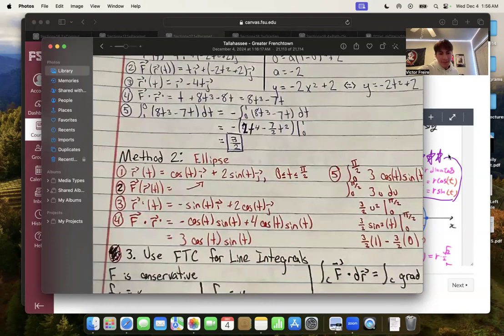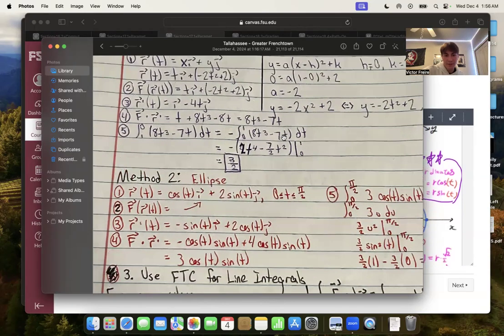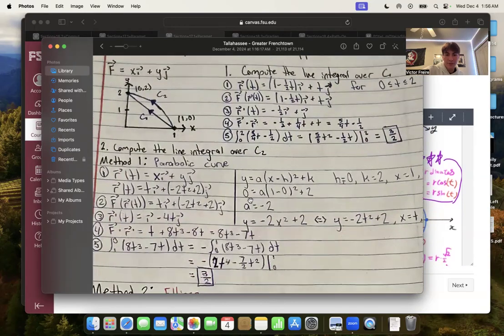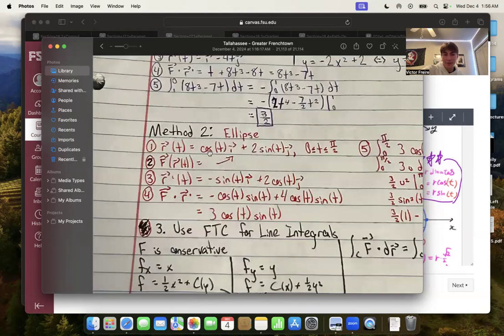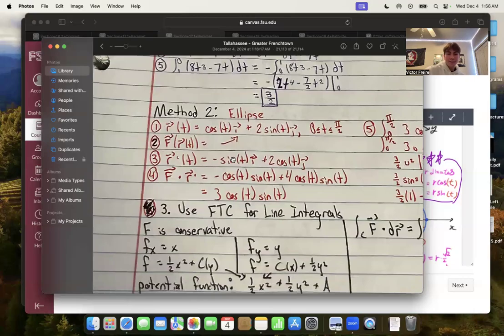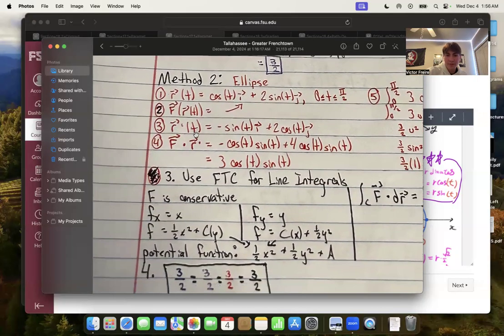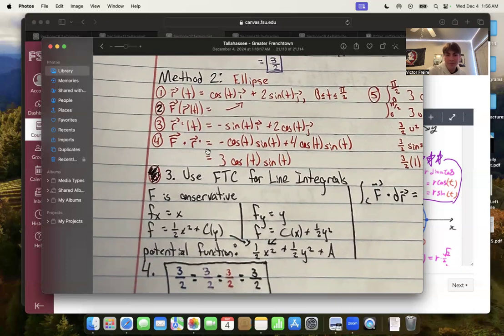And then once again, step 2, as we know from the previous 2 parts that I solved, it's just the same as r(t), right? F of r(t) equals r(t). And then step 3 is find r prime of t. So if we go back here, it's just negative sine t i plus 2 cosine t j, right? Pretty easy stuff. Step 4, f dot r prime, right?